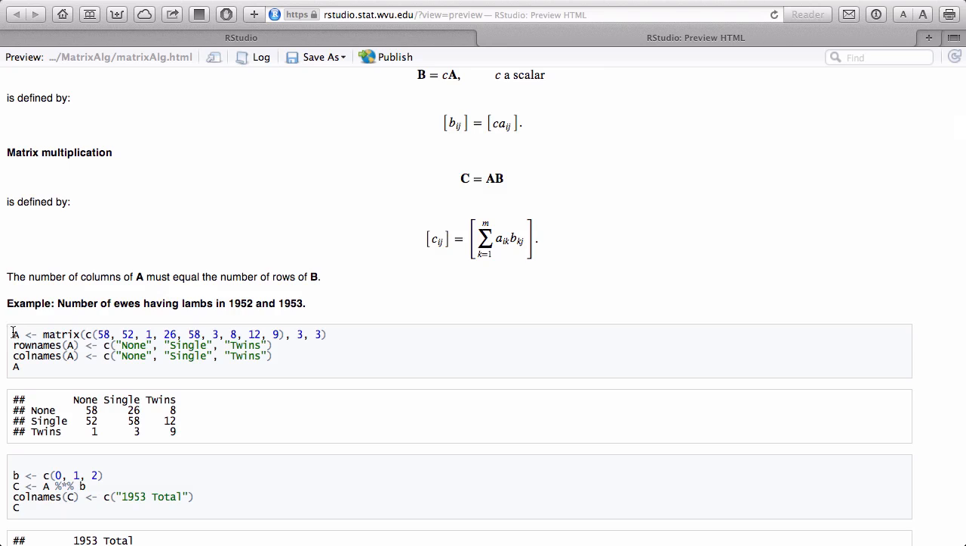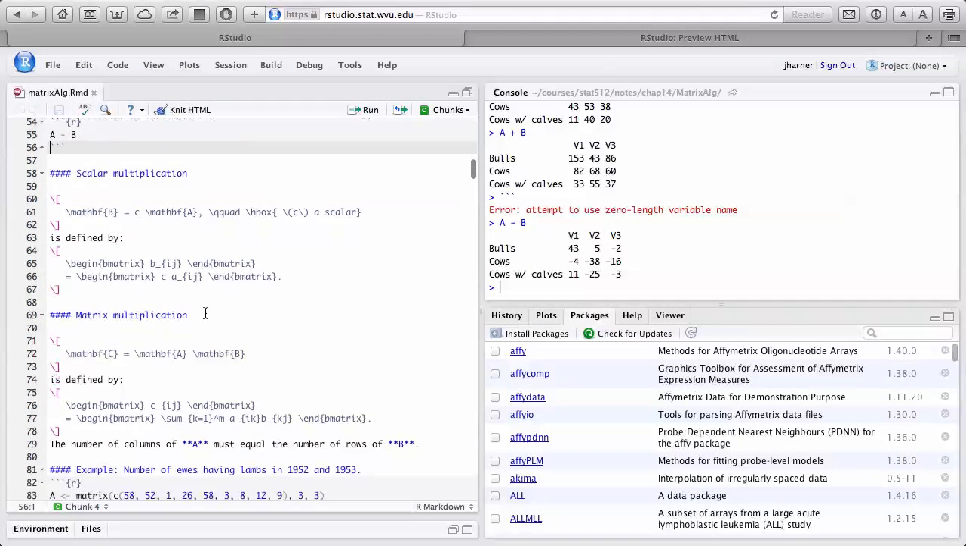So suppose we have the number of ewes having lambs in 1952. I ought to update this, I guess. The number of lambs in 1952 and 53. And so we're looking at the 2 years, and I'm going to form a matrix A.